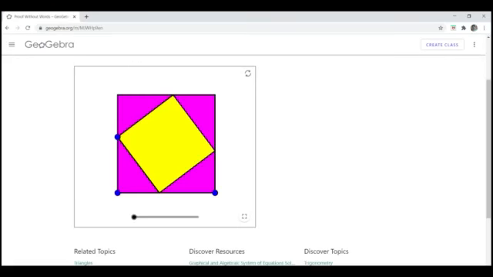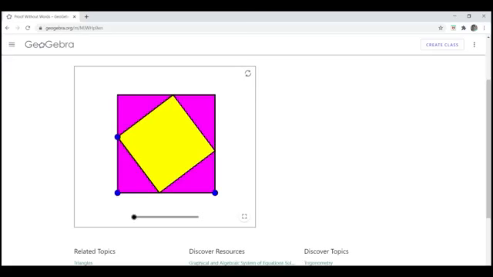Let us prove the Pythagoras theorem by this activity through GeoGebra resources. So here the magenta colored figures are the right triangles. All are congruent right triangles having the smaller side as A unit, another side as B unit, and the hypotenuse as C unit. The four triangles are arranged to form a square. So this square has dimension A plus B.